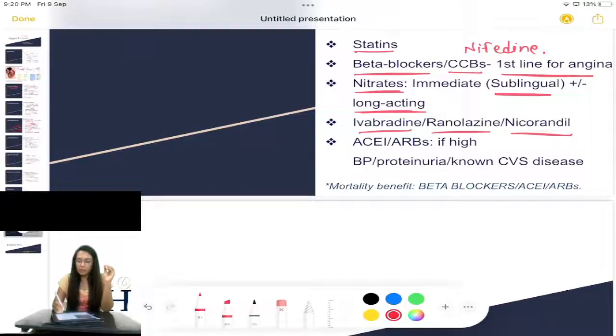If the patient has hypertension along with angina or ischemic heart disease, then you have to consider an ACE inhibitor or ARB also. Or if there is proteinuria, or any known cardiovascular disease, previously proven ischemic heart disease, then you have to consider ACE inhibitor or ARBs.